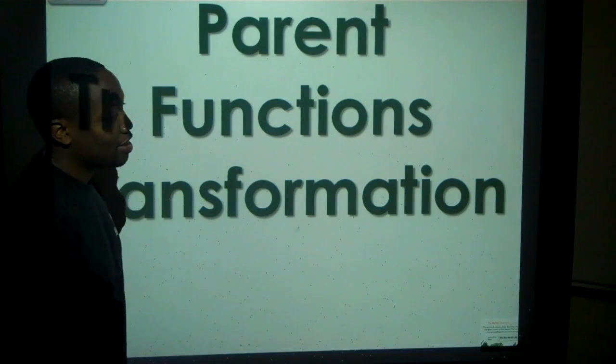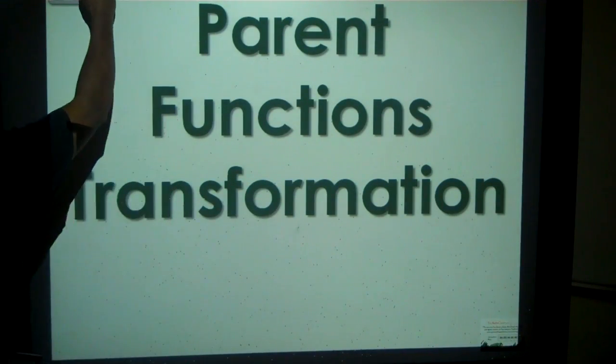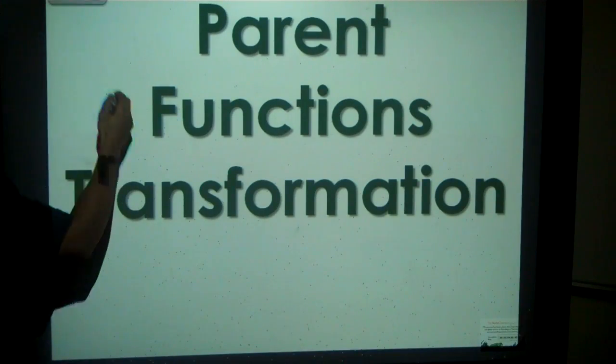Function transformations. Let's go ahead and start it off. So, parent function transformations.